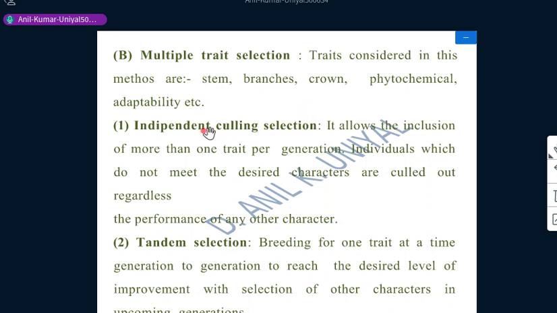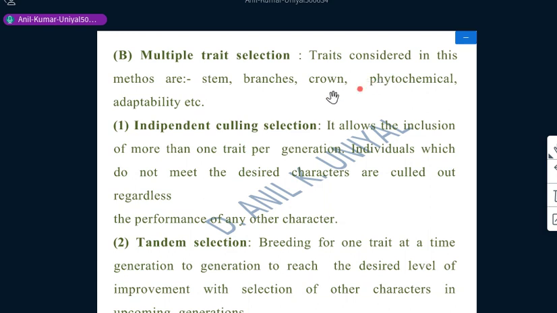The first criterion under this system is independent culling selection. It allows the inclusion of more than one trait per generation. Individuals which do not meet the desired characters are culled out regardless of the performance of any other character. Suppose we are going for phytochemical and stem height characters at the same time, but in the F1 sometimes we got only stem height, not fulfilling the criterion of our desirability for phytochemical status.